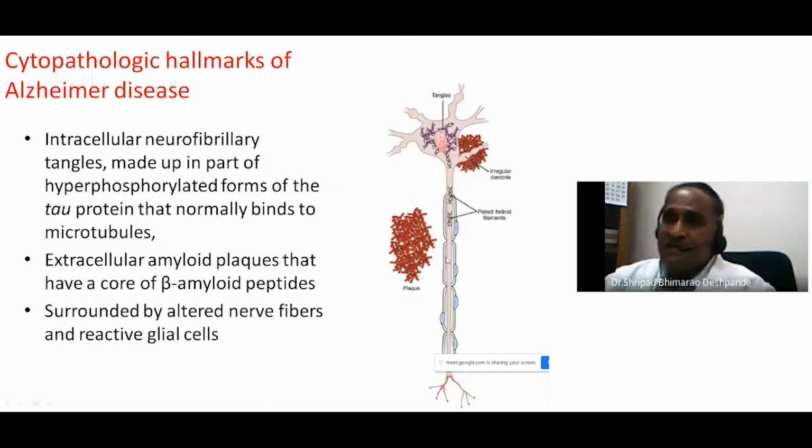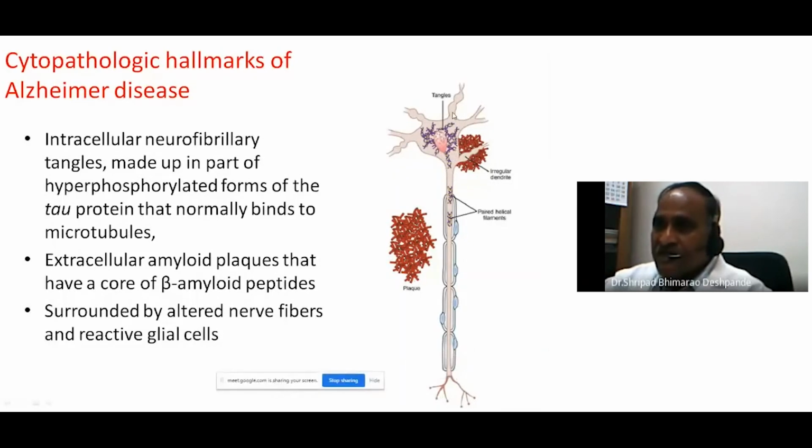Now, what is the problem there in Alzheimer's disease? There are what are called neurofibrillary tangles. It's a neuron I have drawn there. This is the neuron, and you have the neurofibrillary tangles, which are made up of hyperphosphorylated tau protein, which is synthesized there and normally binds to microtubules. The microtubule is the one which transports what is synthesized in the soma. The tau protein becomes hyperphosphorylated, condensed, and precipitated there, and they make the tangles.